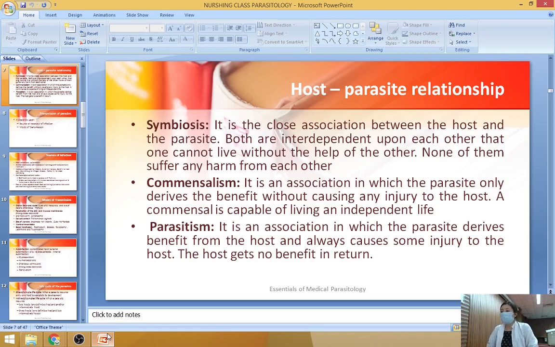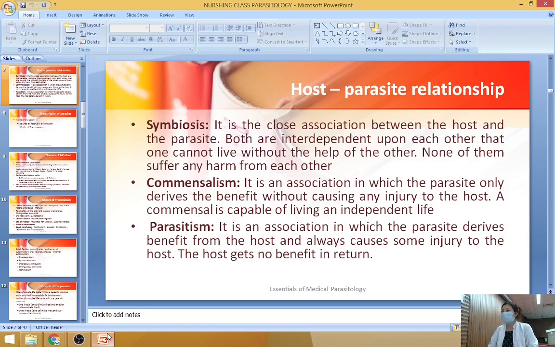Then parasitism is what? It is an association in which the parasite derives benefit from the host and always causes some injury to the host. The host will not get any benefit in return. The girl, that is the parasite, will benefit everything from the host and then leave the host. The boy will end up in heartbreak. Sorry, this is called injury.